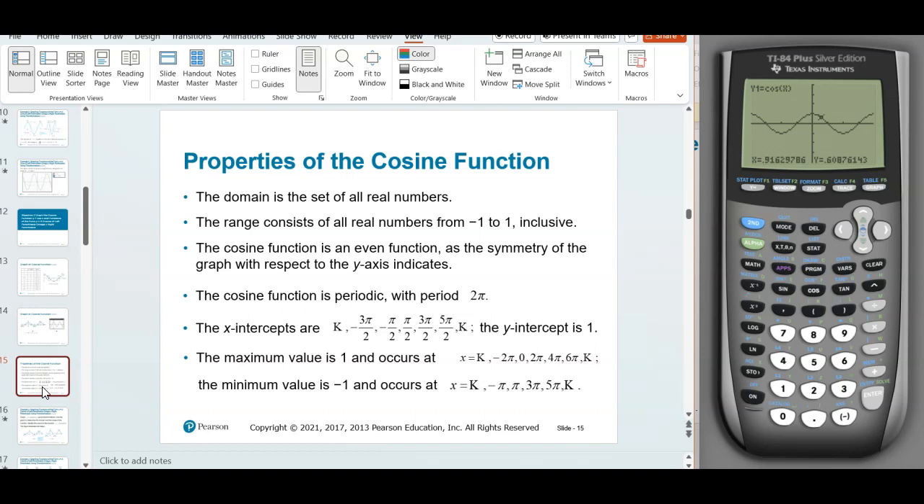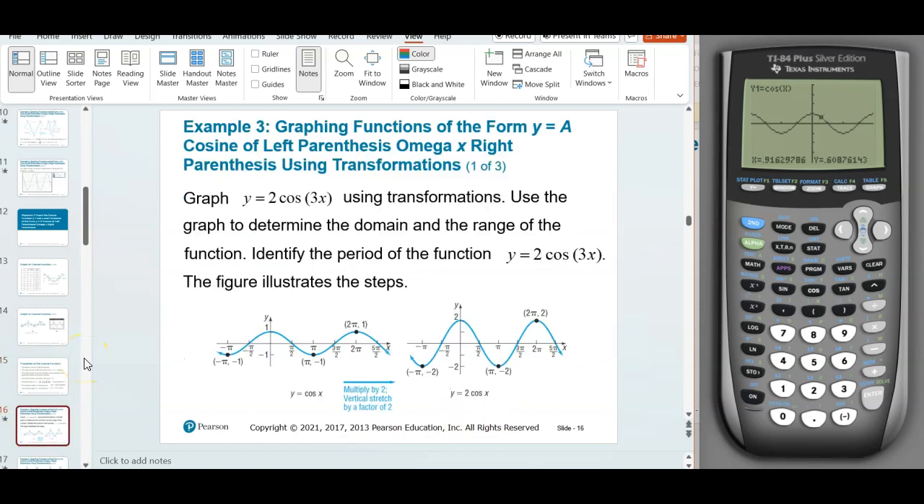Cosine, because again it's the x-coordinates on the unit circle, has a period of 2 pi, just like the sine function did. Those x-intercepts are the odd multiples of pi over 2. The y-intercept is 1. That means, again, the output when 0 goes in is 1. It has its maximum values at multiples of 2 pi, and it has its minimums at the odd multiples of pi.